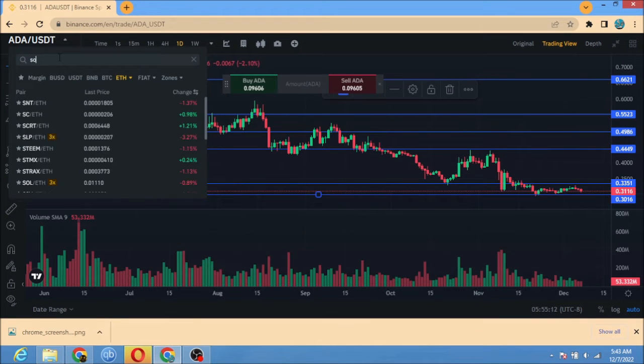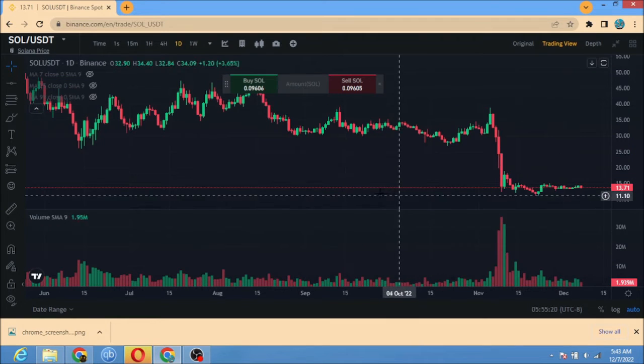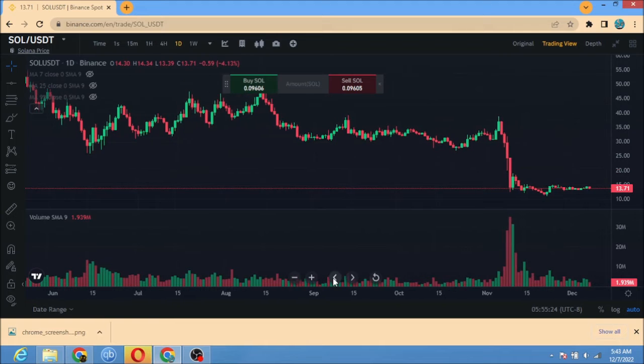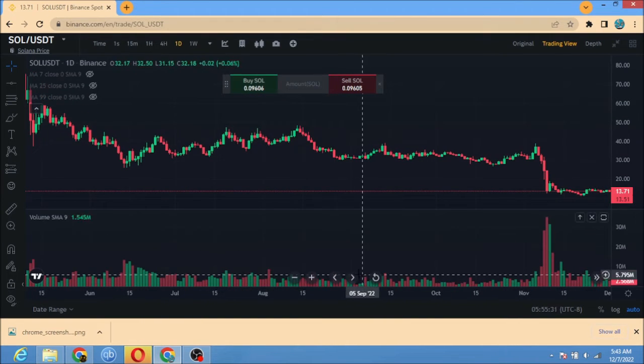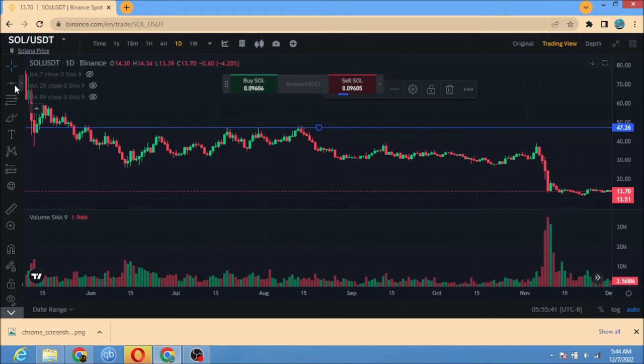So let's use Sol. These are the coins that I mostly trade automatically. The first thing you have to do is zoom out like 15 times. Once you're here, you're going to draw the obvious lines which touch 3 times on the points. So this is the obvious line here. This one is the obvious line.